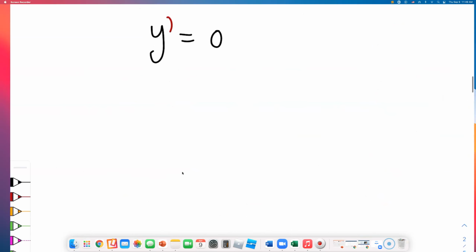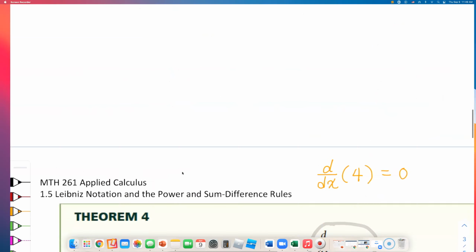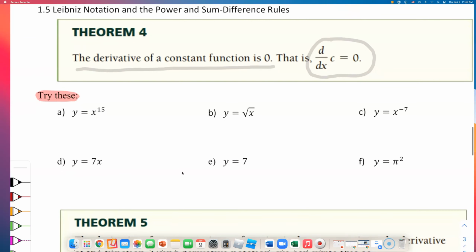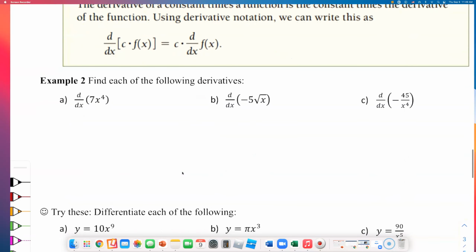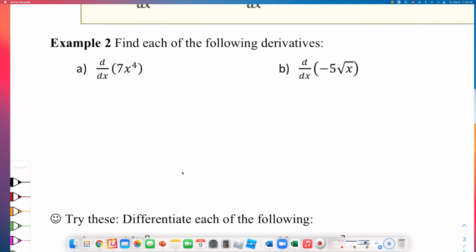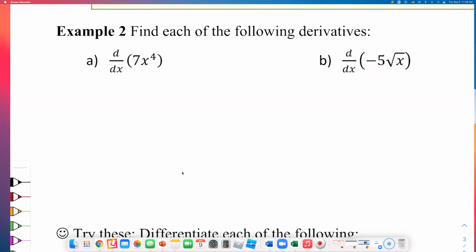So I'll do a couple more examples, and I will ask you to try these problems as a Canvas quiz for you to see if you can get the answers right. So here it says find each of the following derivatives. So they're using this notation this time. Okay, so they're asking us to find the derivative of 7x to the 4th power.